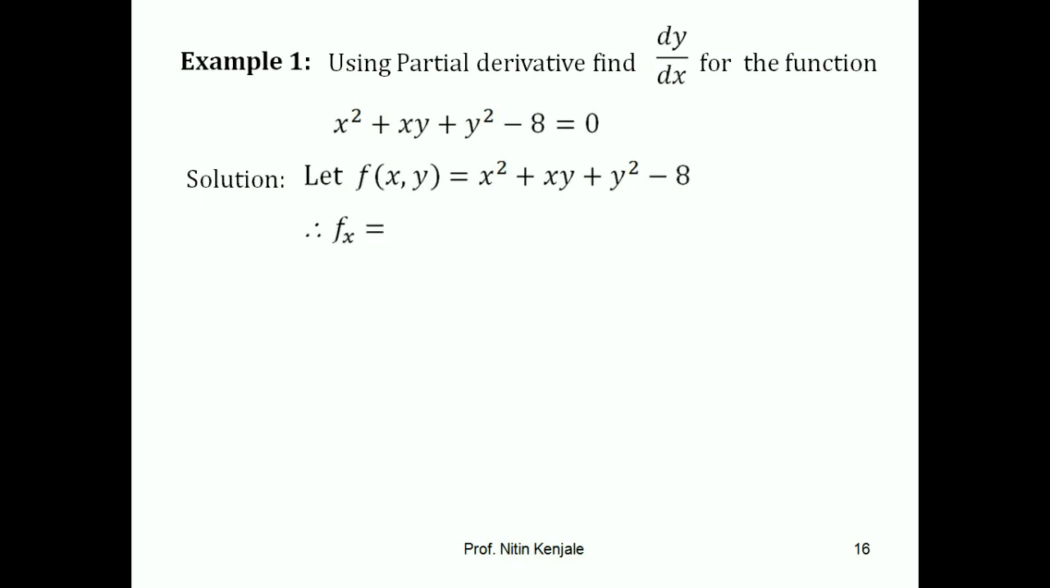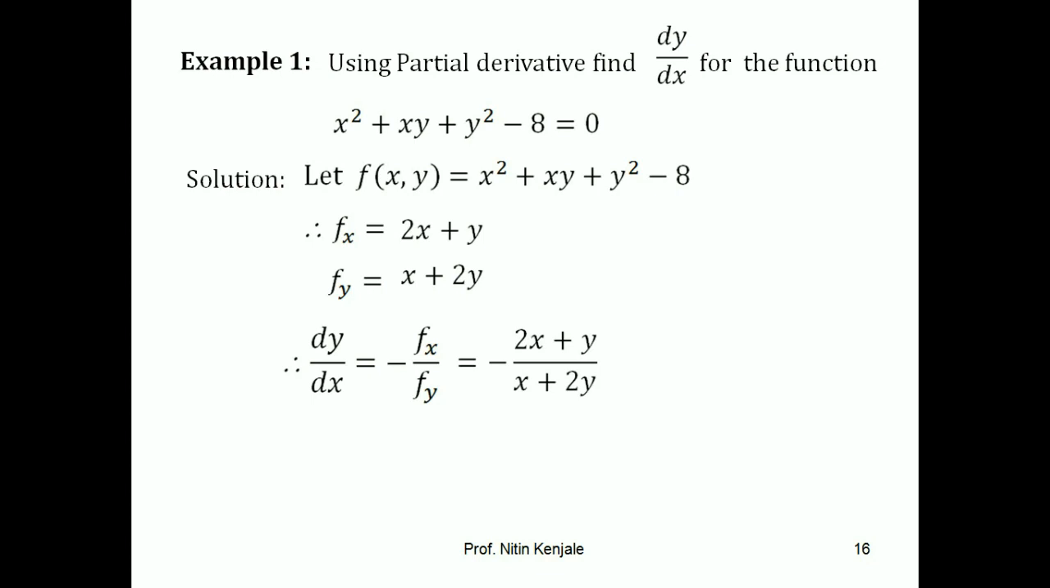Now we differentiate f partially with respect to x. It is equal to 2x plus y. Similarly, fy can be calculated. Therefore, by the formula of differentiation of implicit function, dy/dx is equal to minus fx upon fy. Substituting values for fx and fy, we get minus (2x plus y) whole divided by (x plus 2y).